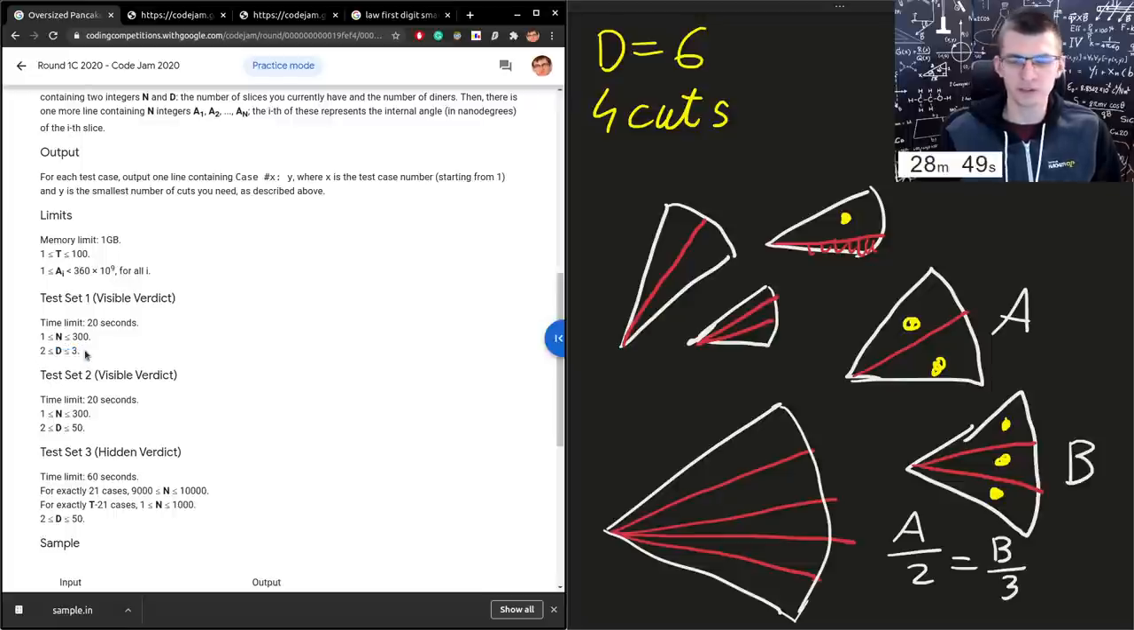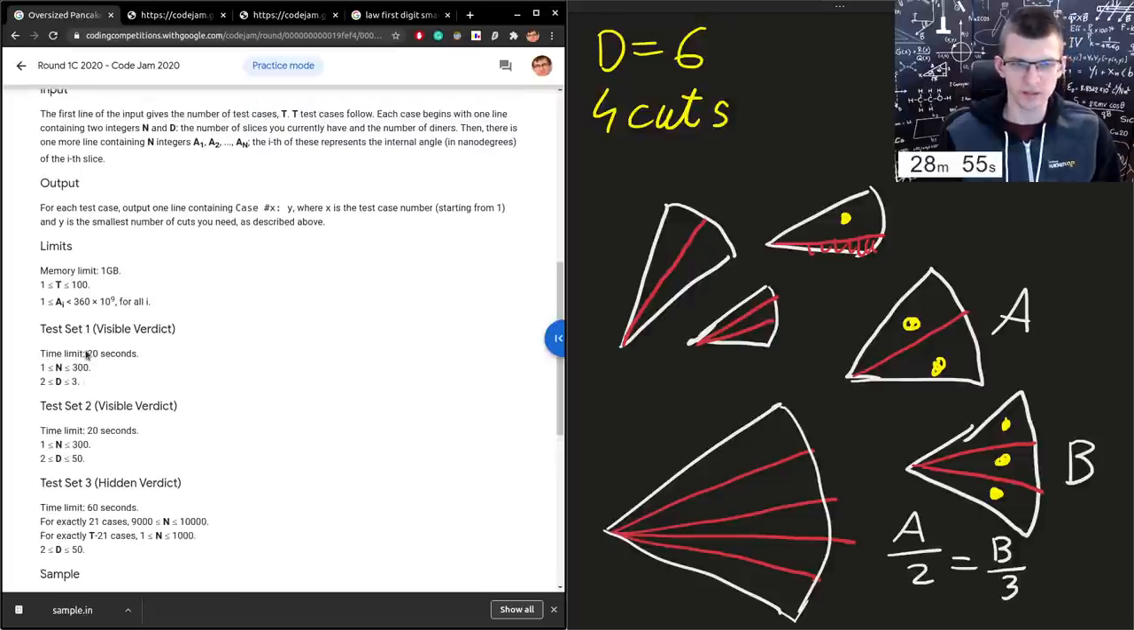Can we do D equal to 2? If you want two equal parts, then it's just about finding two equal slices or cutting one into two. I think the solution for D equal to 2 is just to check if there are two slices of equal size. If yes, then the answer is 0. Zero cuts are needed. What about D equal to 3?